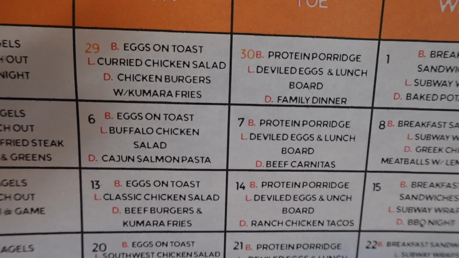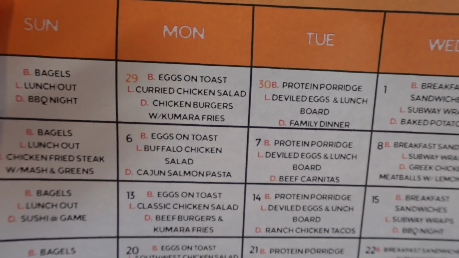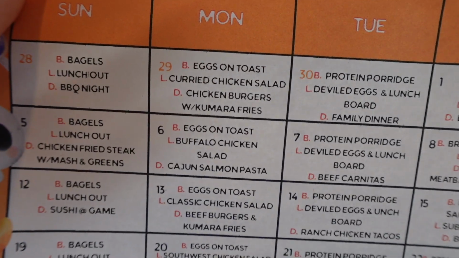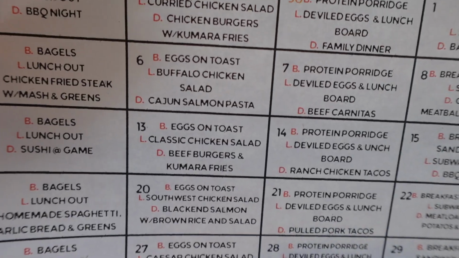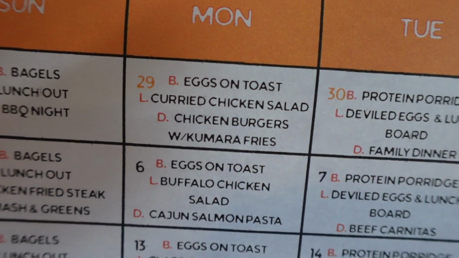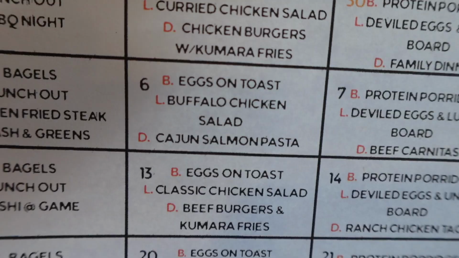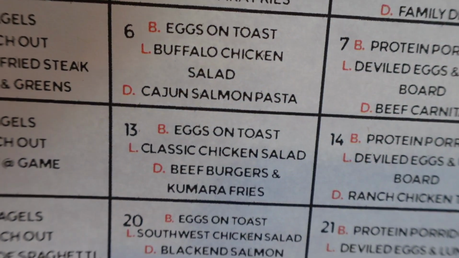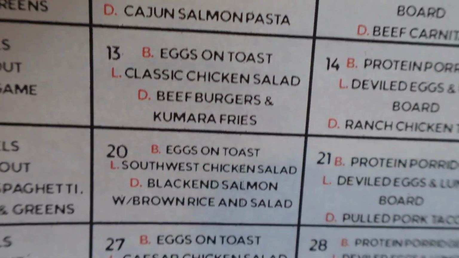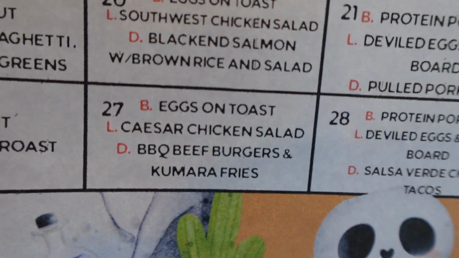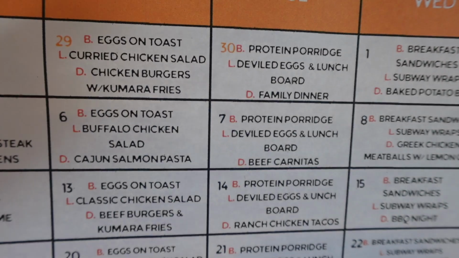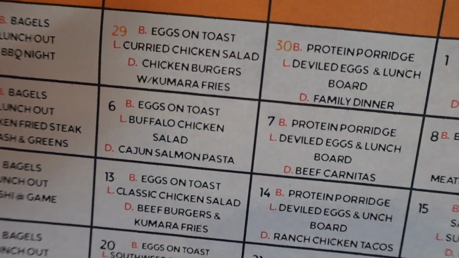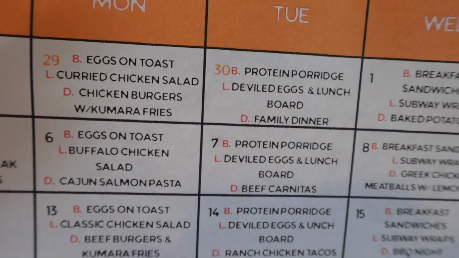All right, lunches throughout the week. Again, I rotate these. So all Monday lunches are going to be a chicken salad variety. The first Monday here, I've got a curried chicken salad. The second, I've got a buffalo chicken. Third, classic chicken salad. Southwest chicken salad, and then a Caesar chicken salad. So pretty straightforward, bringing in some nice, cool chicken salads for the month of October.